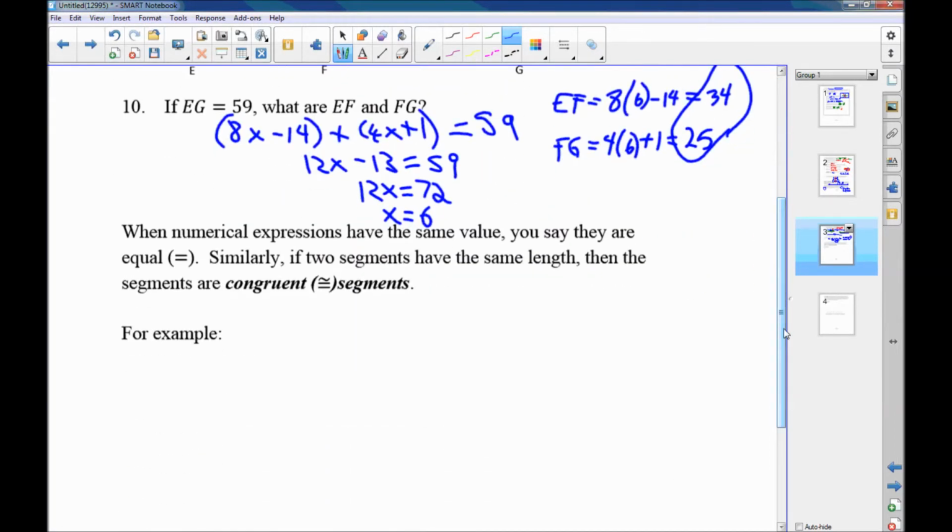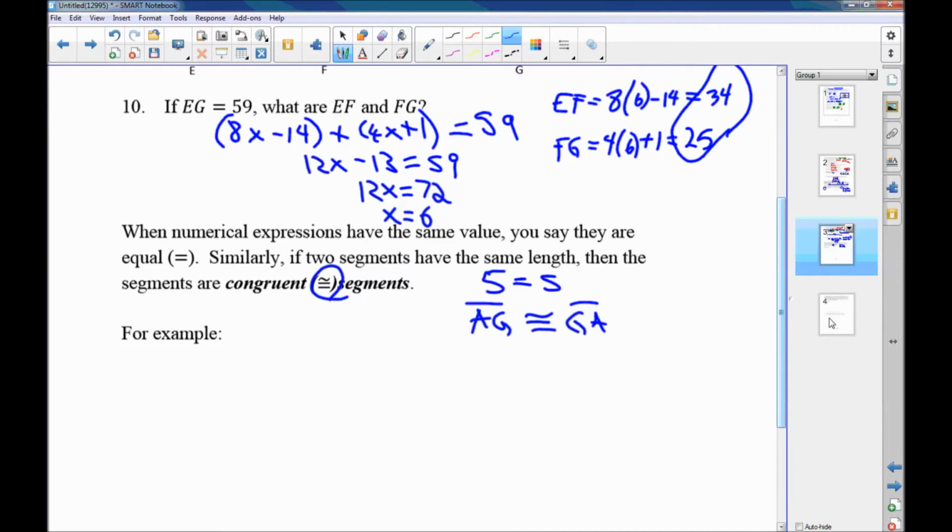When numerical expressions have the same value, we say that they are equal. Similarly, any 2 segments that have the same value, we say that they are congruent. So we add a little squiggly on top. So we might say 5 is equal to 5, but we would say that AG is congruent to GA. Okay? All right, that's my example.